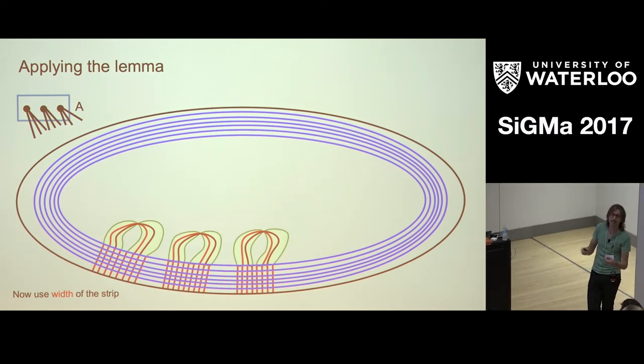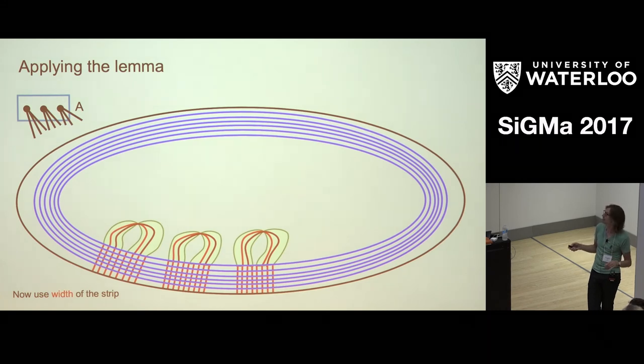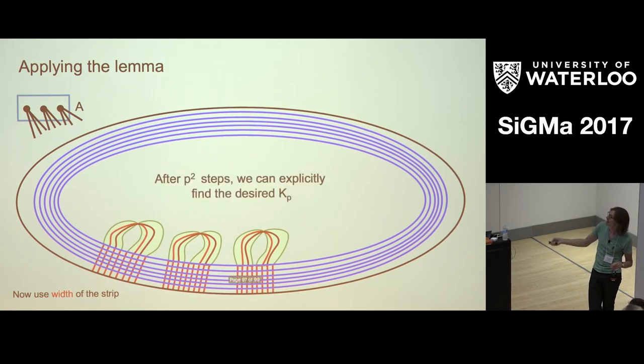Because I could cut and paste, I keep repeating and getting crosscap strips instead of also handle strips. But I keep doing this. And after p squared steps, I'm going to be able to explicitly find a KP minor, just using these blue paths and the red paths going through here. It's not hard to do.